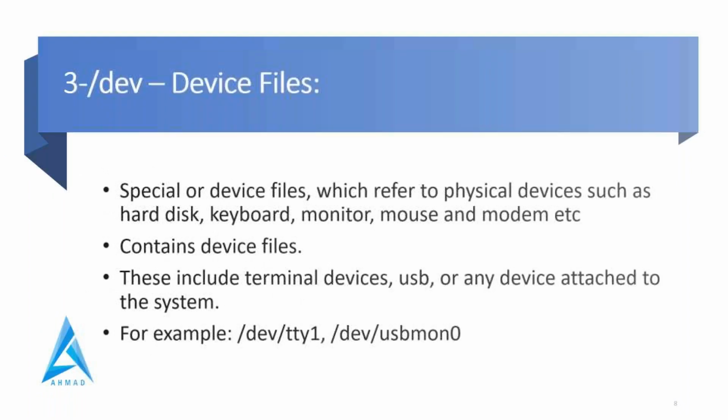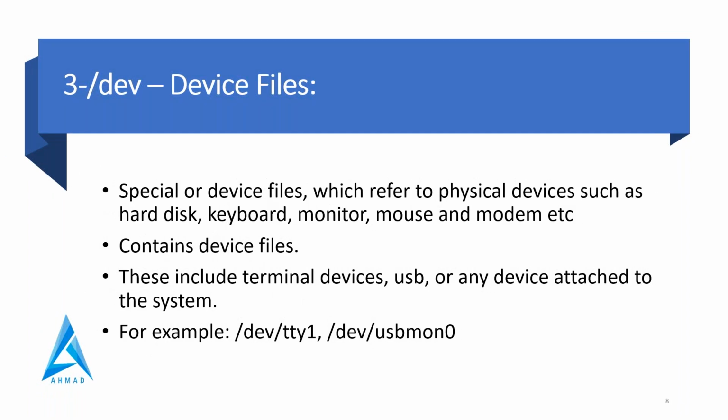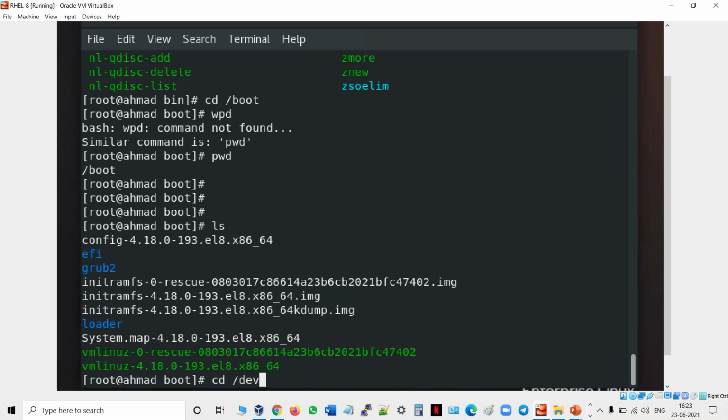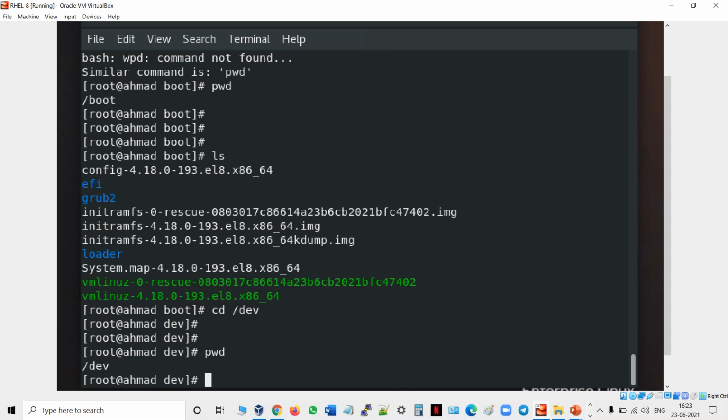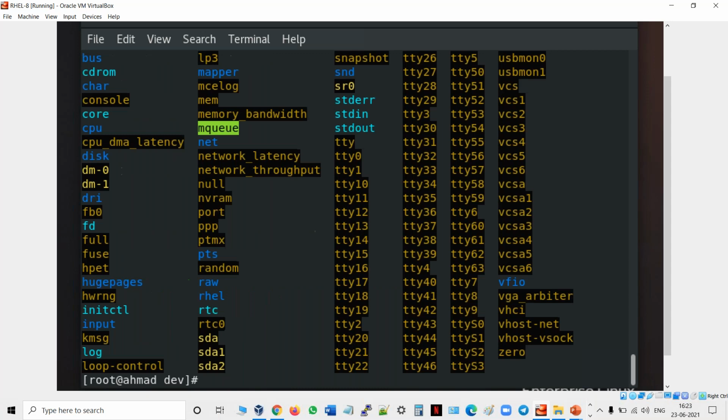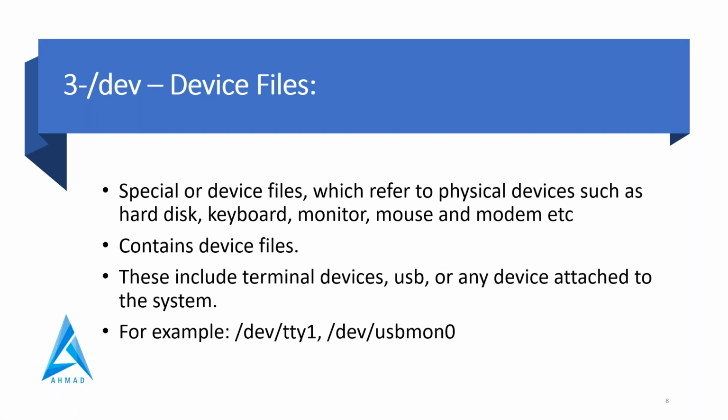Now the third one is dev, that is device files. So what are those? cd dev, pwd. I'm showing pwd so that you can check that, okay, this is the dev directory. I'm not going into the others. These are the files which reside here. So in dev, these are the device or special files which refer to physical devices. Suppose your hard disk, keyboard, monitor, mouse, and modem. This folder will refer to those. For example, dev tty is terminal 1. This directory also includes terminal devices, USB, or any device attached to the system. So that's why this is very important.